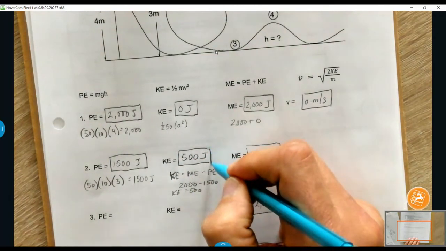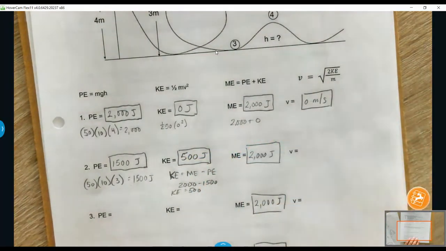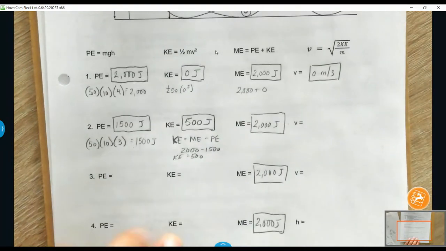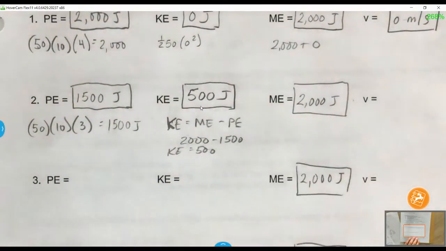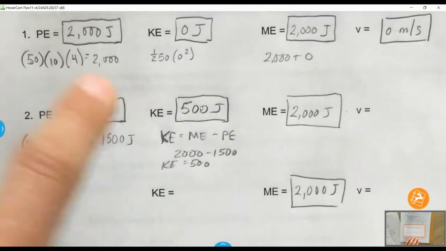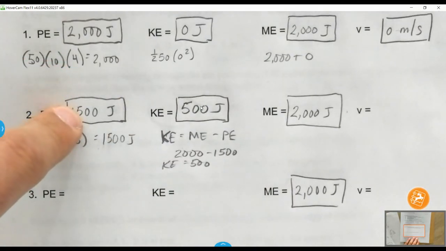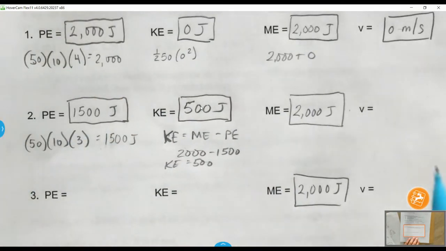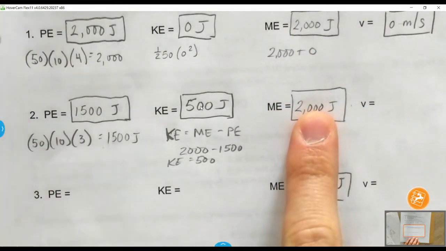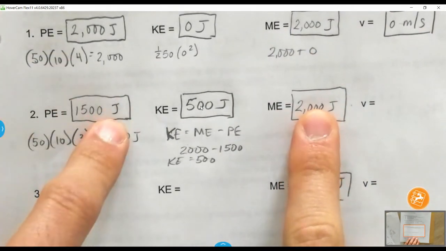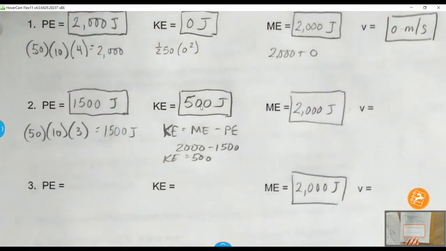What would be the mechanical energy? That would be 1,500? What would be the mechanical? Mechanical energy is still 2,000. And the potential for point 2 is 1,500. So basically, if we know that this is going to be 2,000, and we had enough information to find this, you just do a simple subtraction.